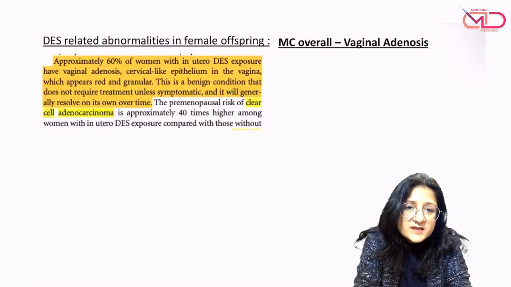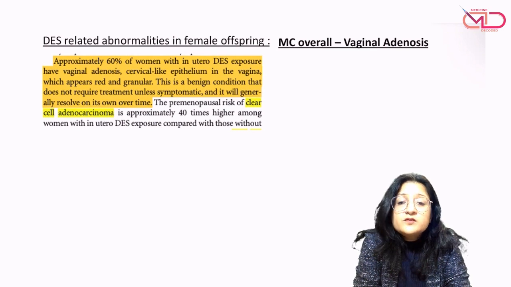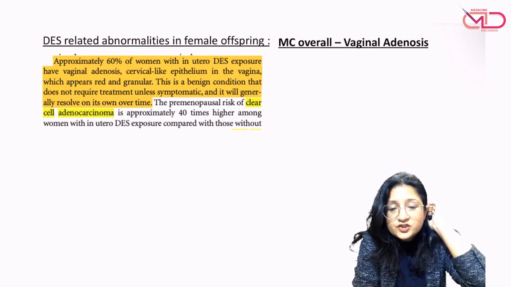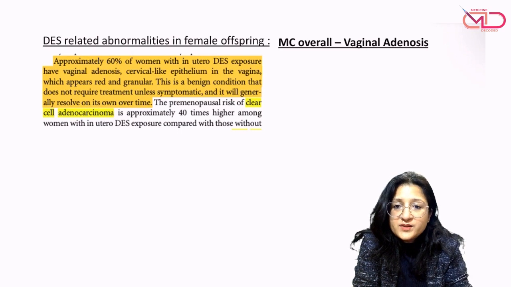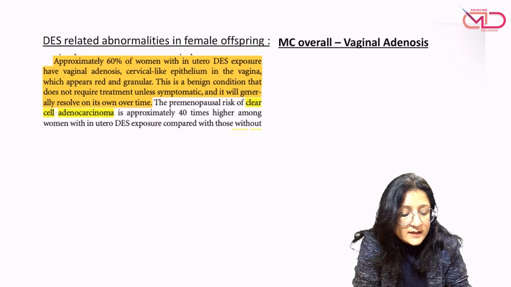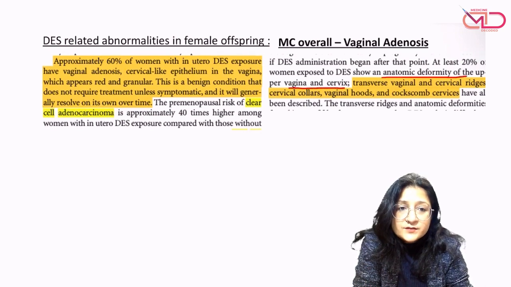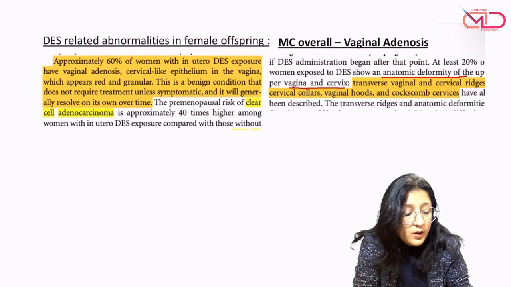So look at these statements that I've highlighted, taken from the textbook, Dutta's Gynecology and Oncology. Approximately 60% of women with in utero DES exposure have vaginal adenosis. That means cervical-like epithelium in the vagina. It's a benign condition that does not require any treatment unless symptomatic. Other than that, there can be other anatomic deformities of the upper vagina and the cervix as well, like transverse cervical ridges, transverse vaginal ridges, cervical collars and vaginal hoods.